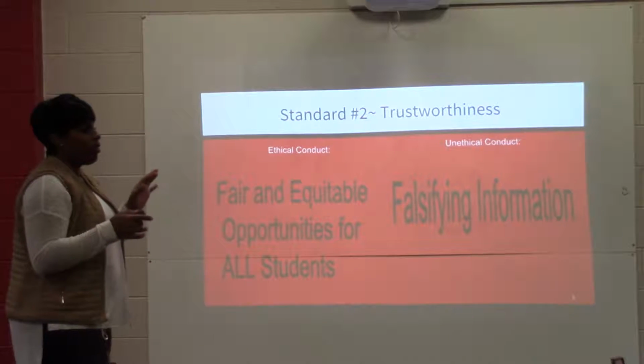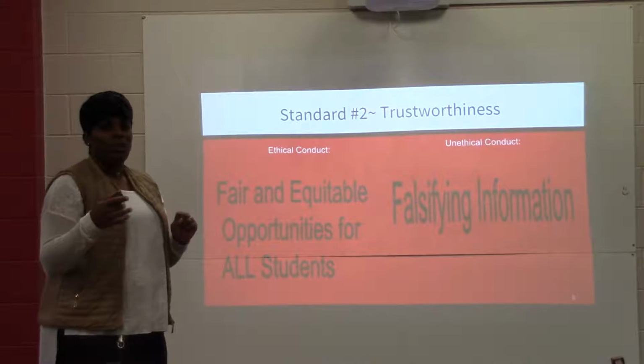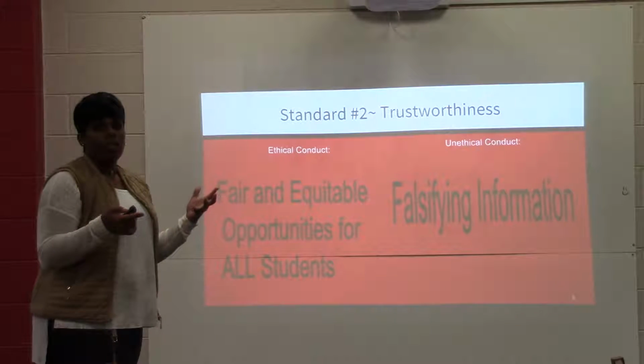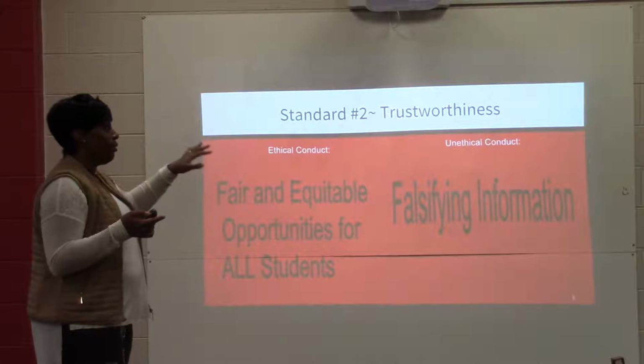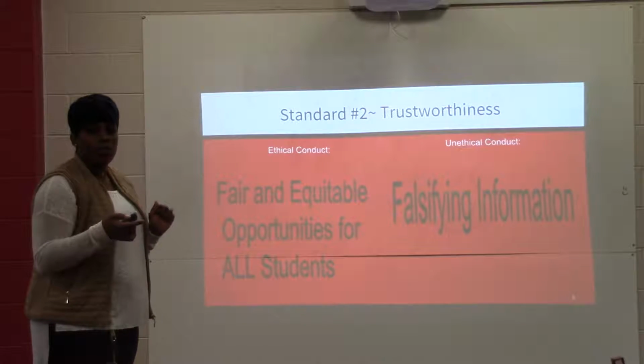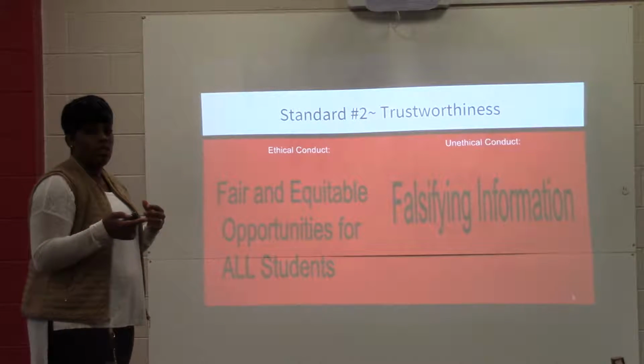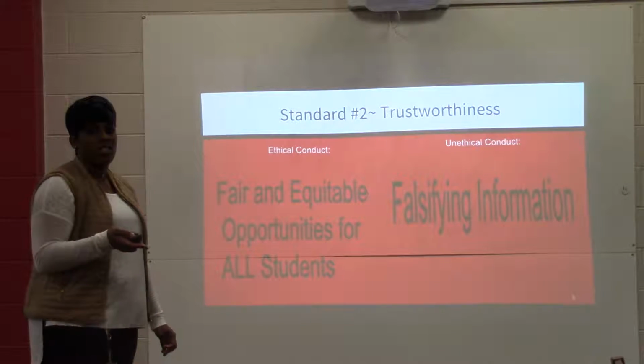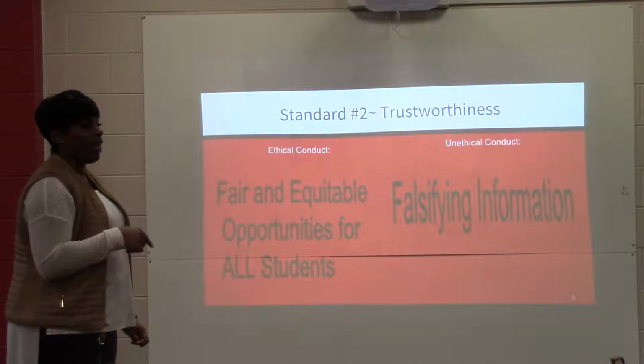The unethical side of trustworthiness is falsifying information. That means that you tell things that are untruths. So on the opposite side of trustworthiness is untruthfulness. You don't want to falsify any type of information. That also could get you some legal action as well.